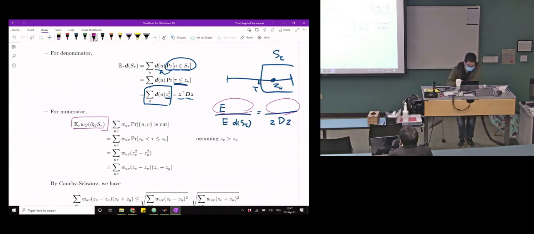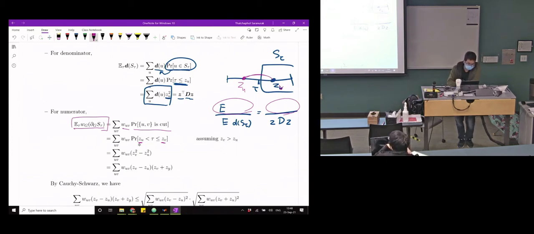So the expectation here equals the sum over all edges uv, times the probability that an edge is cut. And when is it cut? It's cut only when one endpoint is less than tau and another endpoint is more than tau. So CV is here, CU is here. Then that's when it is cut.